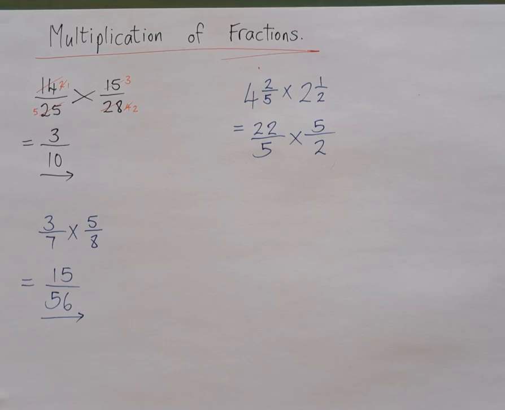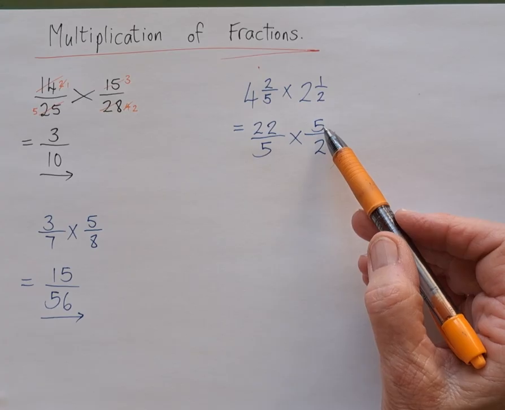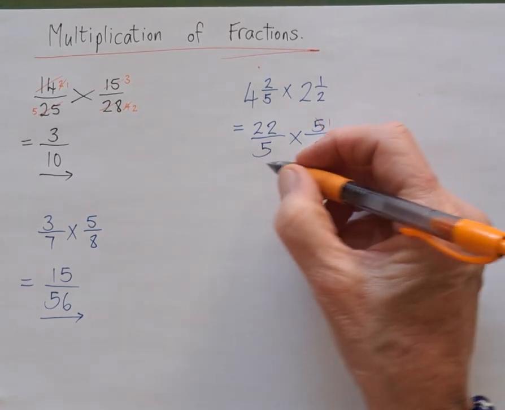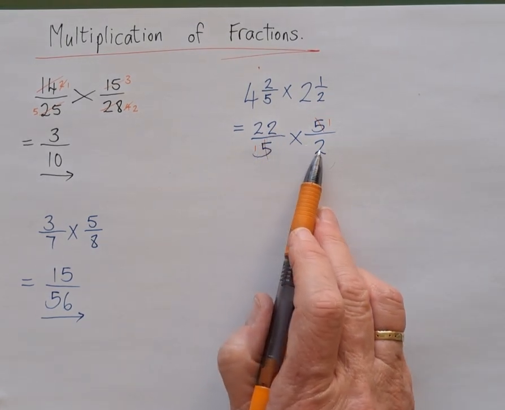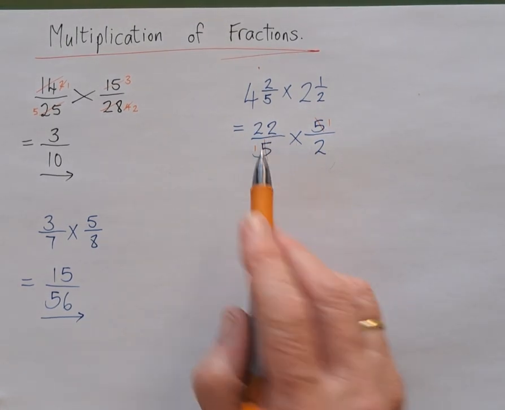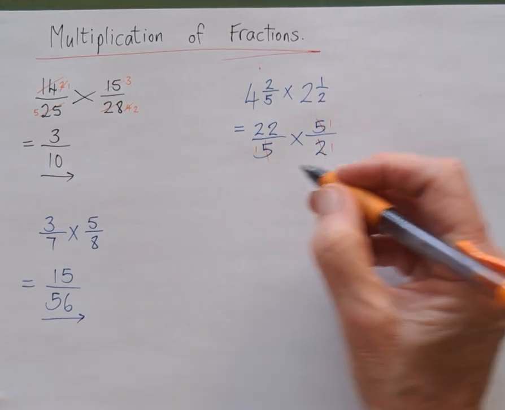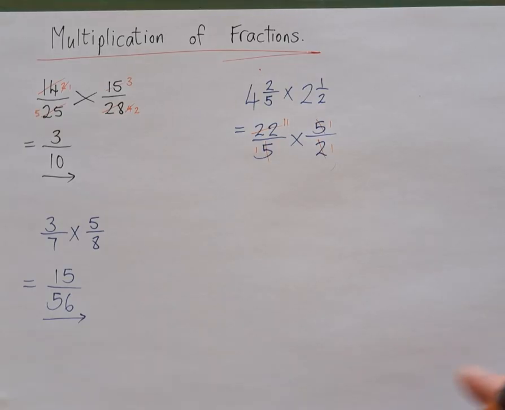So now that I've got it into that form, I can start trying to cross cancel. Well, glaring at me, there's a 5 here and a 5 there, so definitely we can say 5 goes into itself once and 5 goes into itself once. Looking at these two, they're both even numbers, so we can divide by 2. 2 into itself goes once, 2 into 22 goes 11 times.